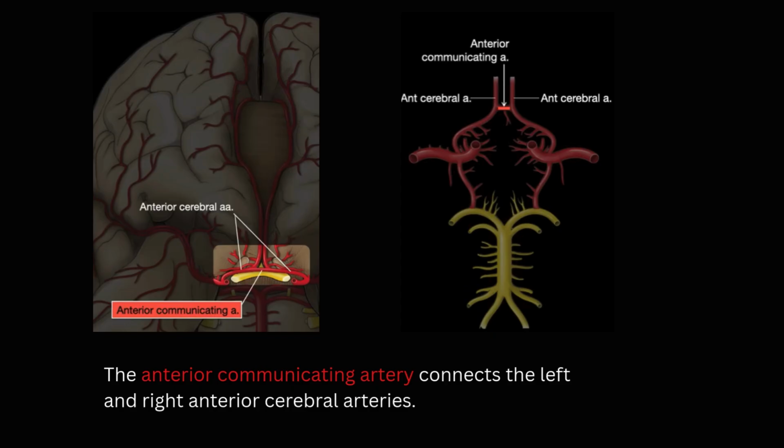Now, another artery is called the anterior communicating artery. The anterior communicating artery is quite special because it is formed by the two anterior cerebral arteries that branch off the internal carotid arteries. This acts as a link bridge as well, connecting the two anterior cerebral arteries.